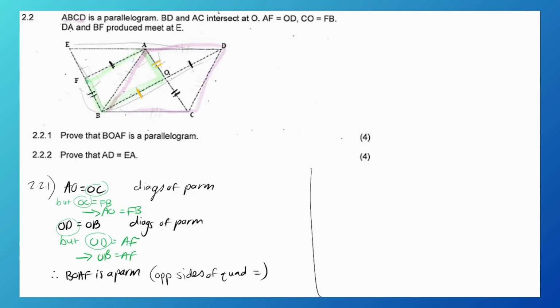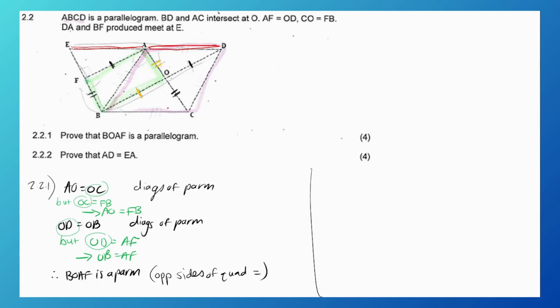We say those two are equal and those two are equal because of the diagonals of a parallelogram. Then you do some abstract maths: you look at what they gave you and what that means. Because those two are equal and those two are equal, they are the opposite sides of a quad. We can see it has 4 sides, so we know it's a quad. Because the opposite sides of that quad are equal, that makes it a parallelogram. I'm going to go and write it nicely like this.